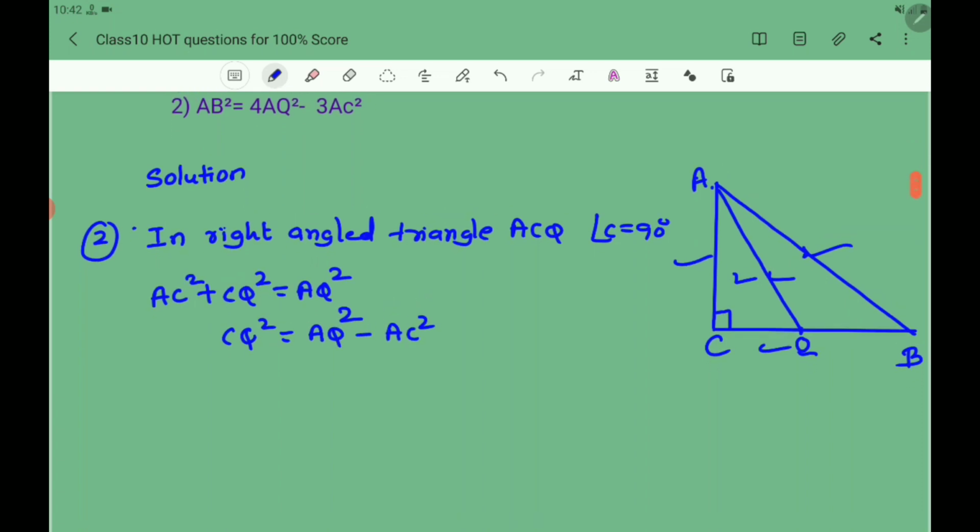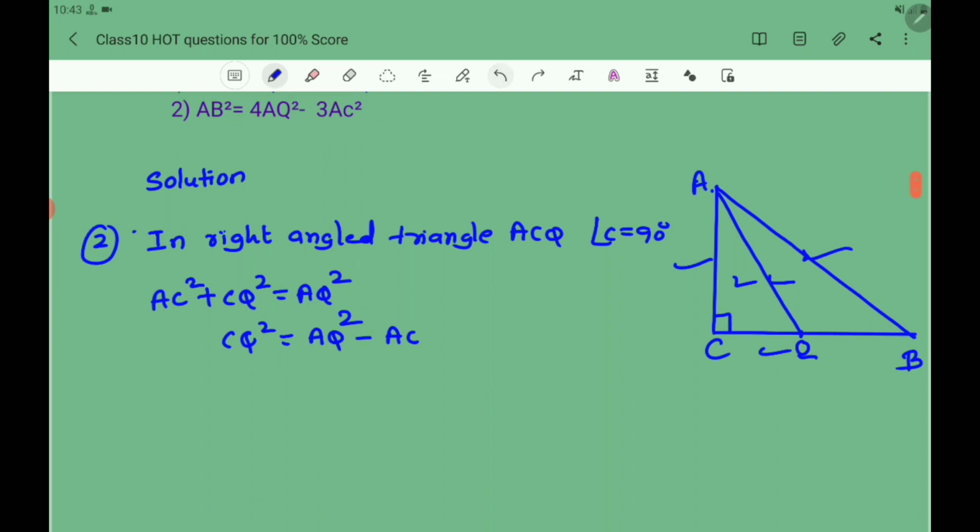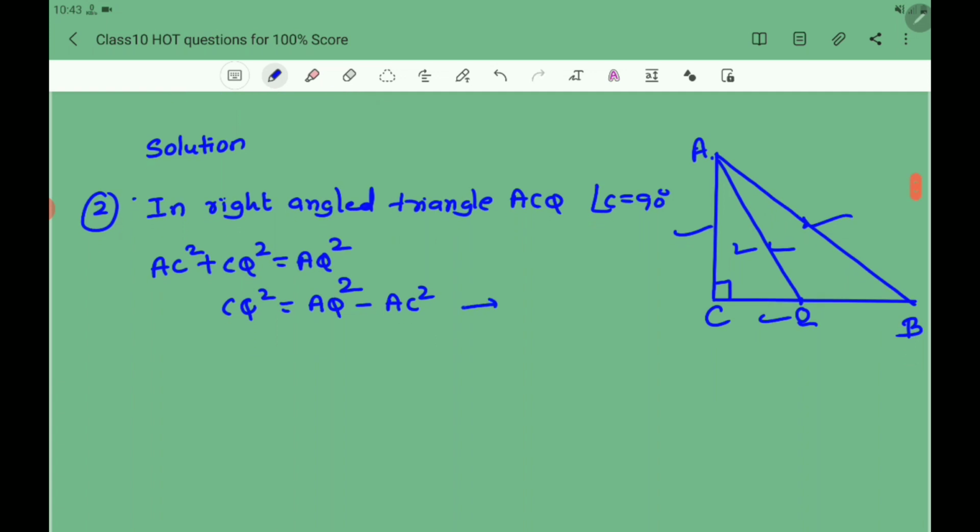Why do you have to convert this into AQ square minus AC square? Because here CQ is not there. We have to get the relation in terms of AQ square and AC square. So you convert the CQ square in terms of AQ square minus AC square and consider this as the first one. Again now you come to the triangle ACB. In the right angle triangle, you can write the Pythagoras theorem.